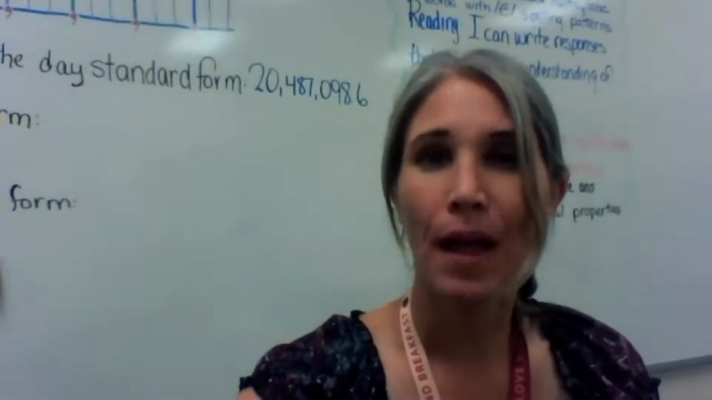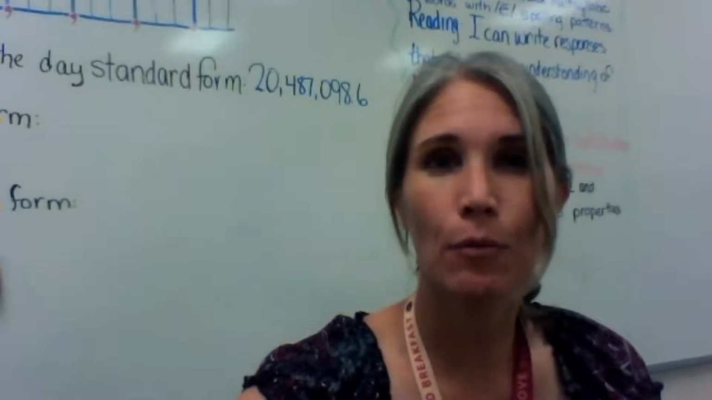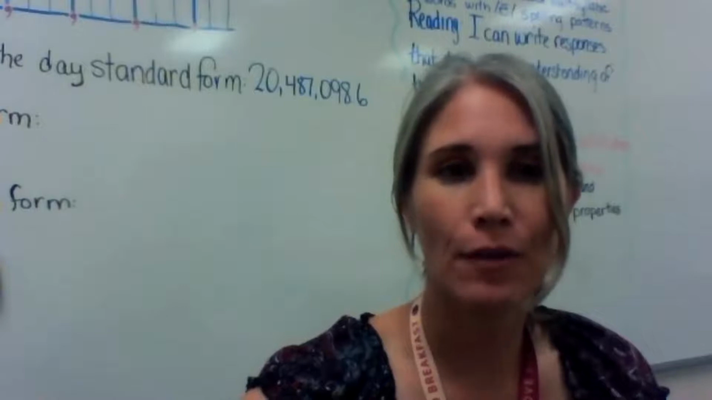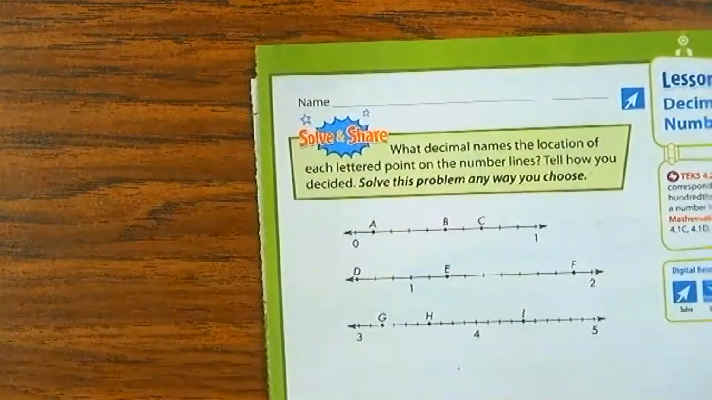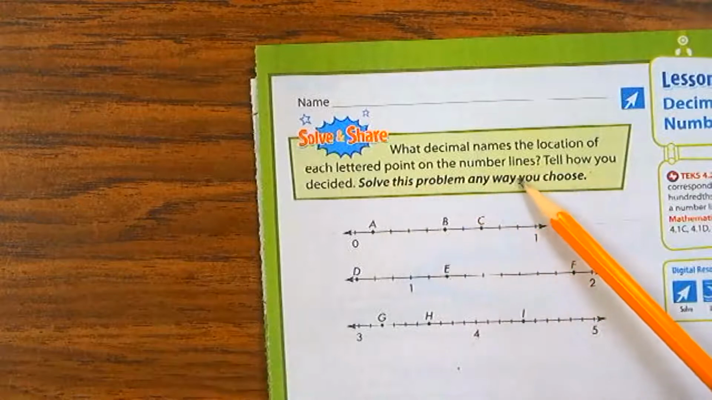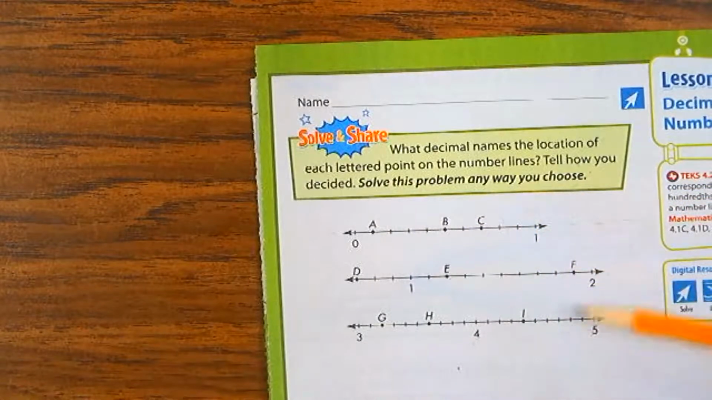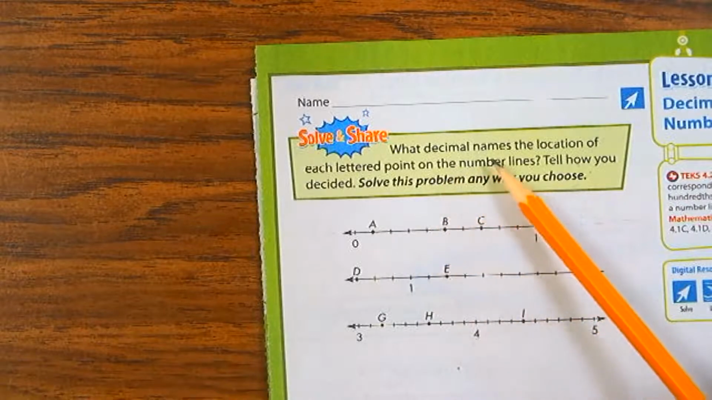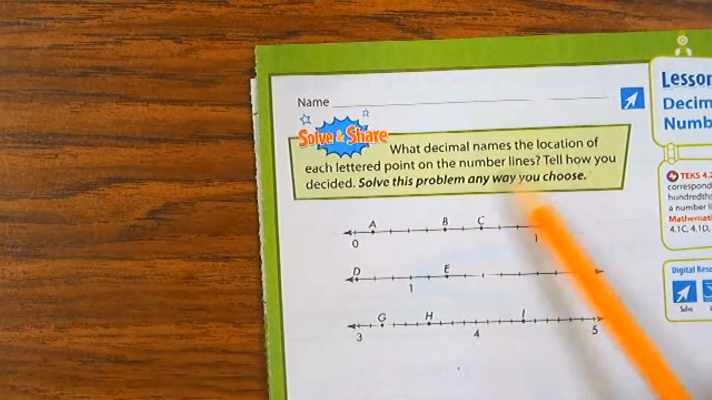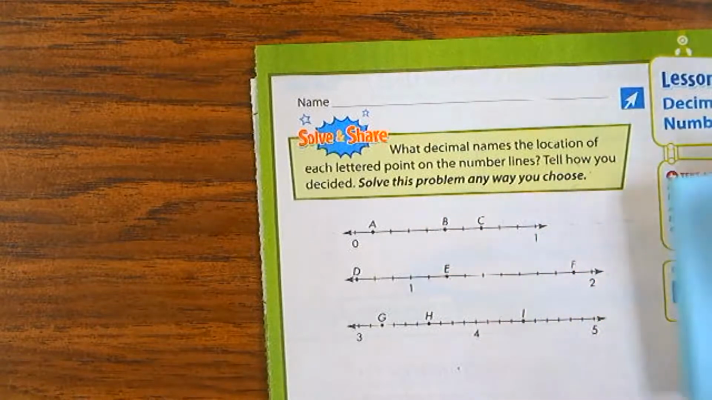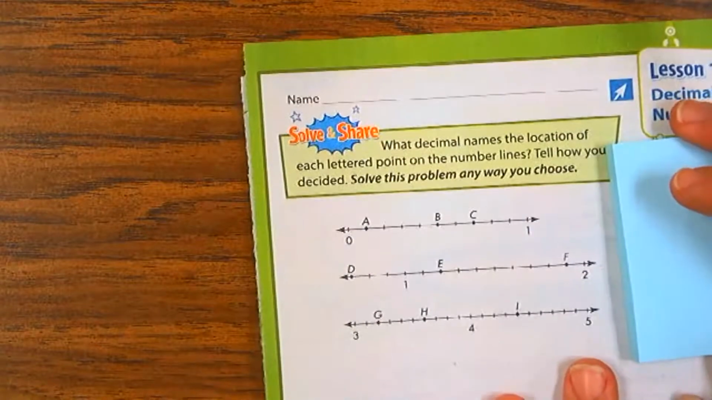Okay, great job. Let's move on here, and we're going to do a problem together. So let me show you the problem I have here for you. All right. Here it says, what decimal names the location of each lettered point on the number lines? So we have more than one number line, I see the letters here and the points that are marked. So we need to know what decimal names the location of them. Tell how you decided, solve this problem any way you choose. Well, let me tell you how I decided this.